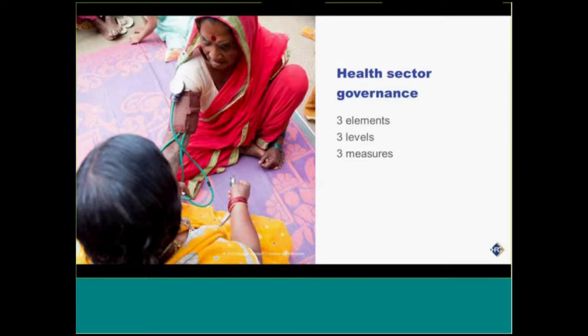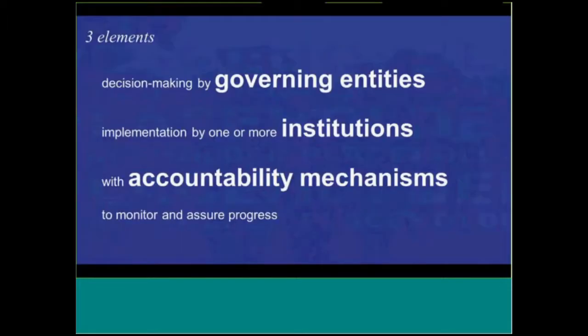So we are proposing, and of course this is one attempt amongst many to simplify and communicate better about what we mean. To try and simplify the concept of health sector governance, we propose that it has three elements that can be applied at three levels and can be assessed using three different types of measures. The three elements, first of all.